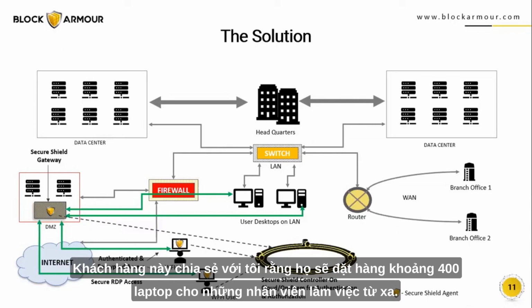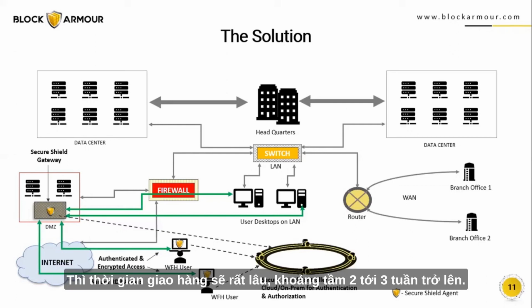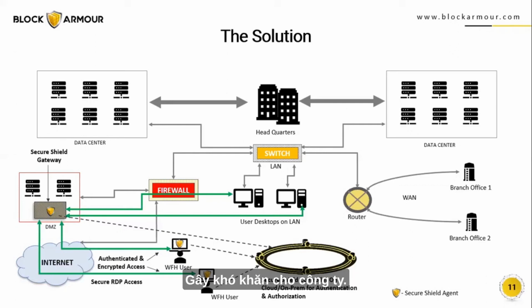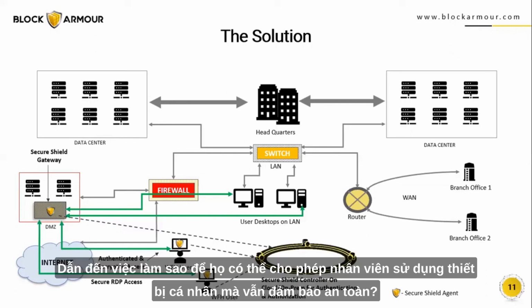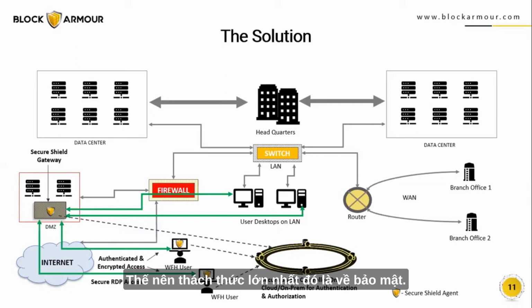So one of the customers I was talking to said that he ordered 400 laptops just for work from home. He's got only 40. By the time the delivery of the remaining comes, it will be like 2 to 3 weeks already. So even that is not scalable. So can we have a solution where we can allow the employee to use his home computer? Because most organizations, employees will have at least one computer at home, which they can use for access, right? So the challenge is of course going to be security.